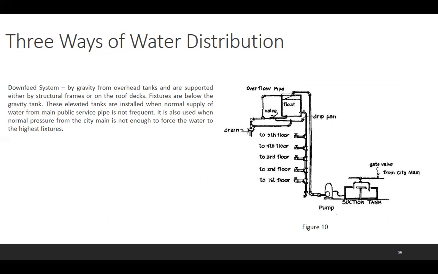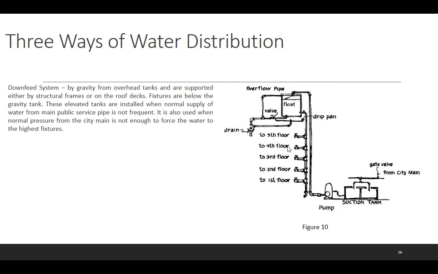It is also used when normal pressure from the city main is not enough to force the water to the highest fixtures. So yan ang itsura niya. Atas muna sa tangke, tapos bababa.